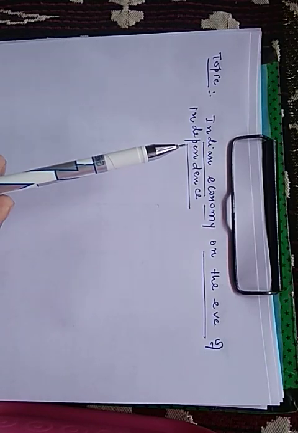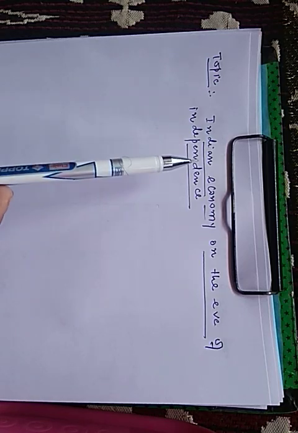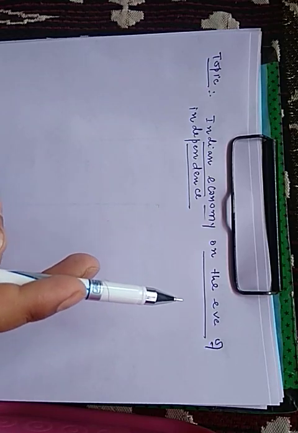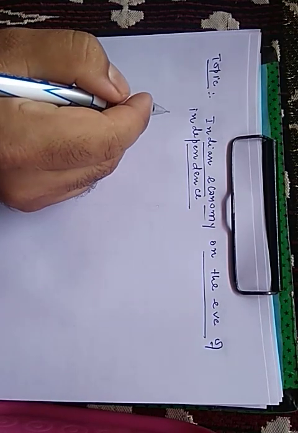Today we will take paper B of economics class 11th, which is based on Indian economic development. In this paper, the first topic that we are going to learn is Indian economy on the eve of independence, or you can say Indian economy at the time of independence. What was the condition, the situation of the Indian economy at the time of independence? This we will learn in this lecture.